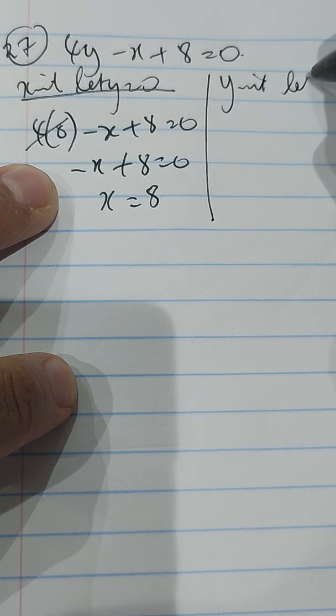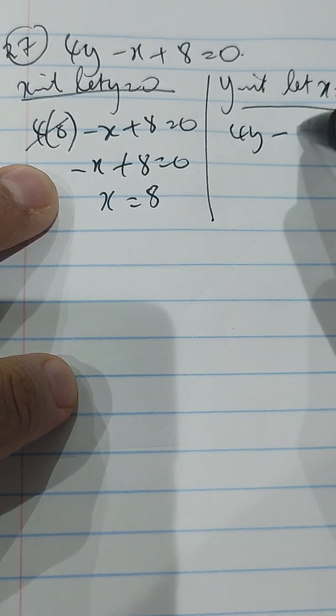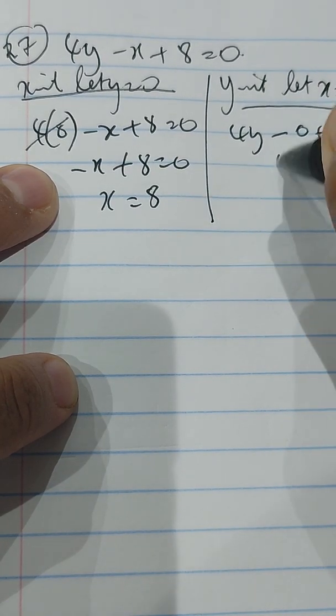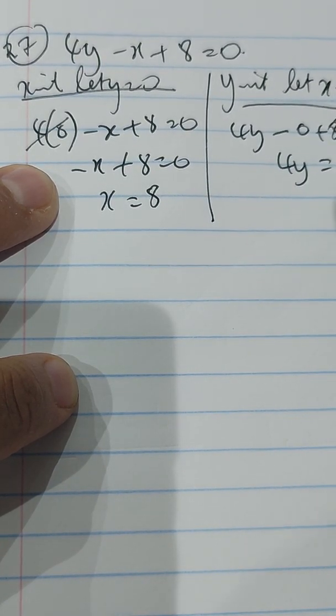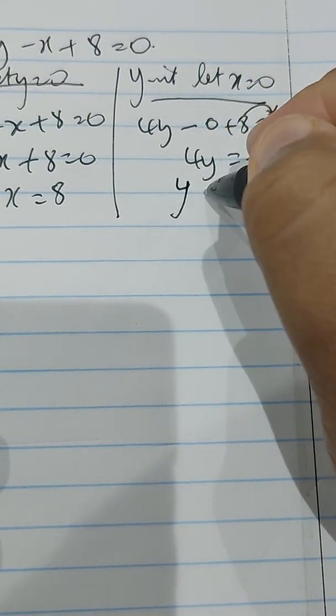Now we go y-intercept. What do you do for y-intercept? Let x equal to 0. So you got 4y minus 0 plus 8 is equal to 0. So you got 4y is equal to negative 8. Okay, so y is equal to negative 2. We'll draw the graph in the next video.